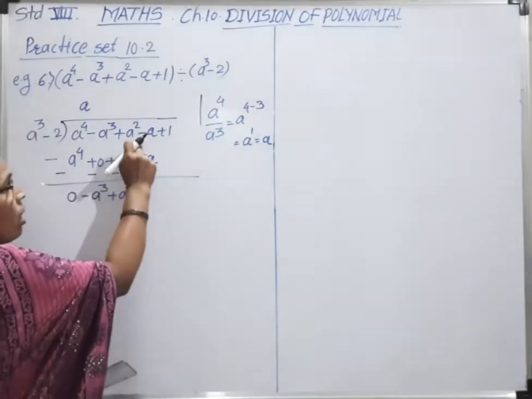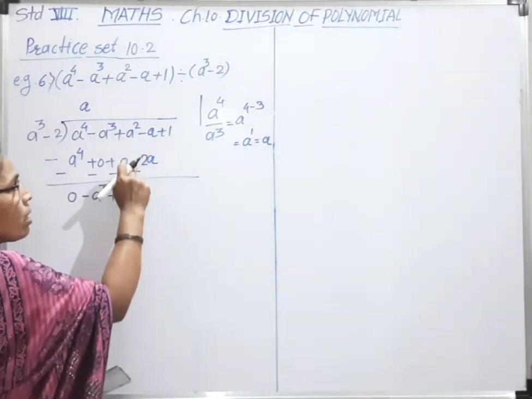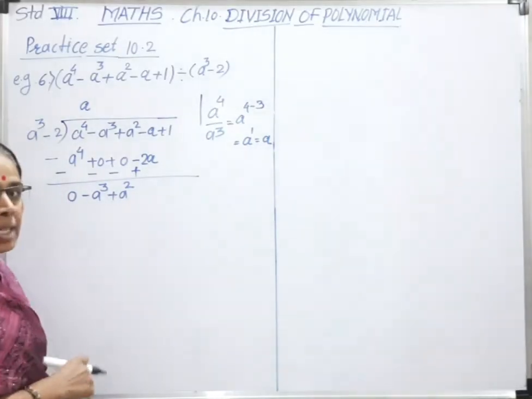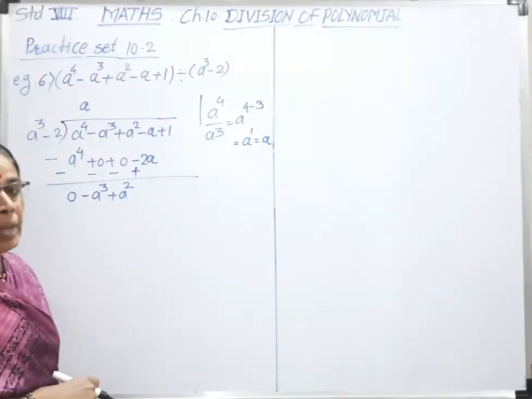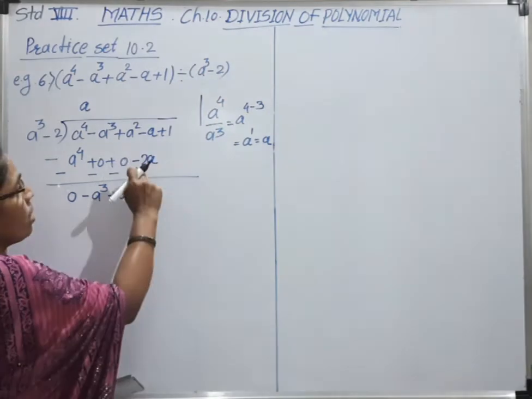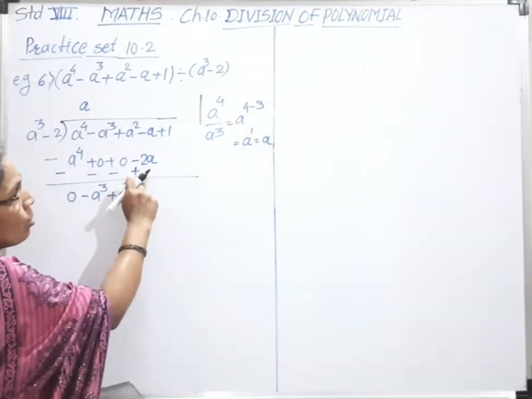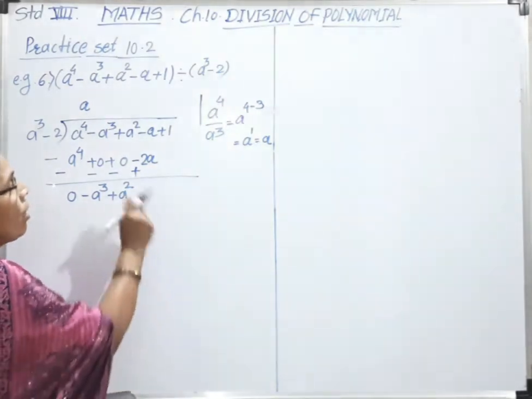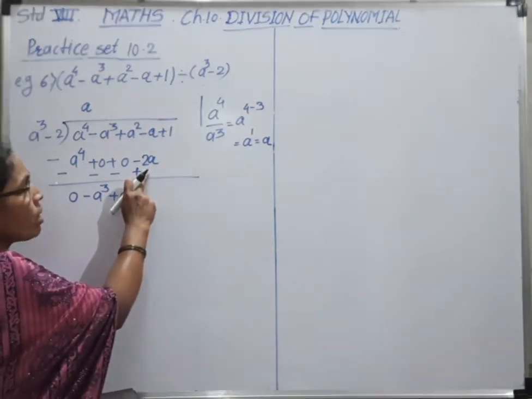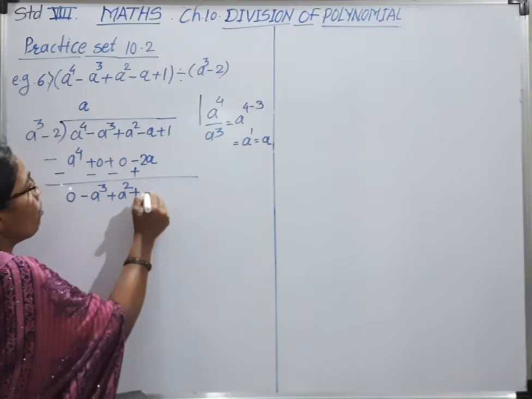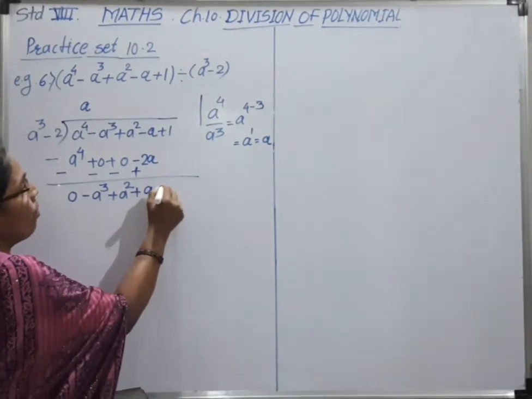These both have different signs, here it is negative, here it is positive, and when signs are different, we find the difference. The difference of a and 2a, that is 1a and 2a, is 1a, and we write the sign of the bigger number, that is plus. So here it will come plus a and plus 1.